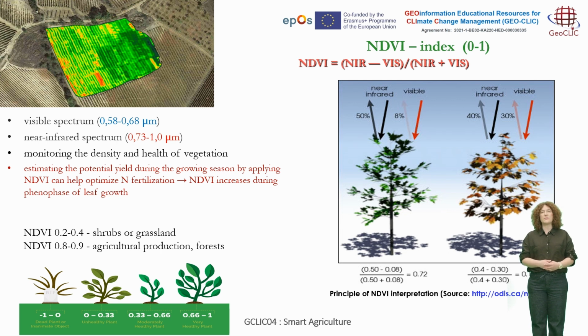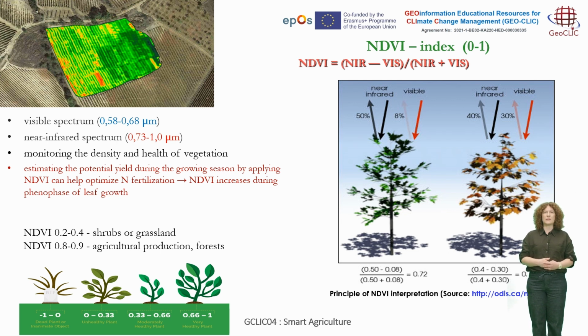Here are the wavelengths which are used for calculation of NDVI. We can use it to monitor the density and health of vegetation, and we can estimate the potential yield during the growing season using NDVI, which can after that help us to optimize nitrogen fertilization. We can sense and monitor NDVI during the early phases of the crops to calculate yield or optimal nitrogen top dressing fertilization, for example.